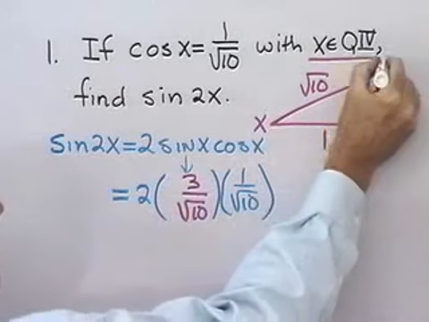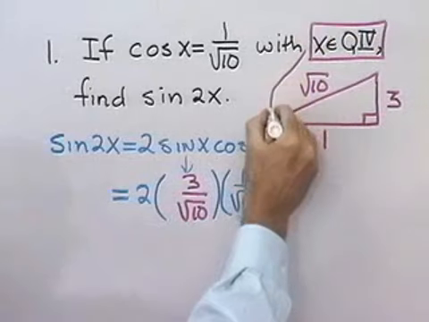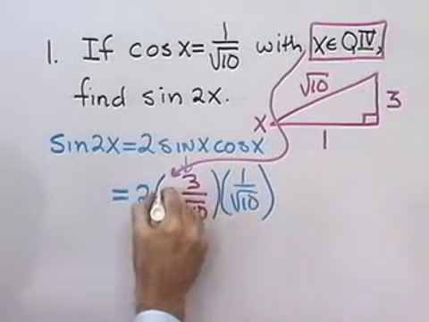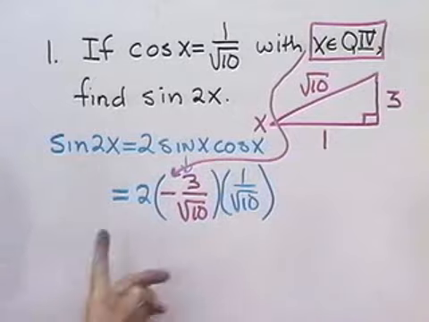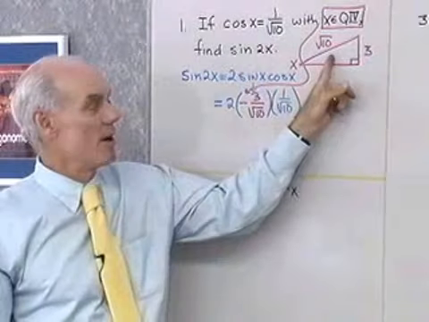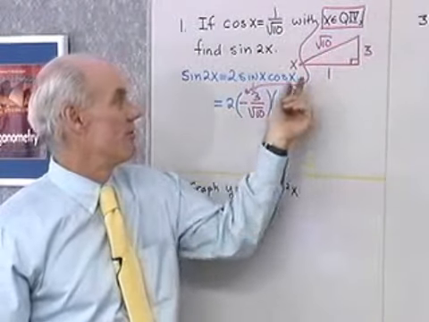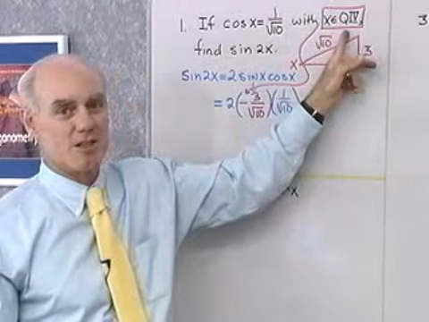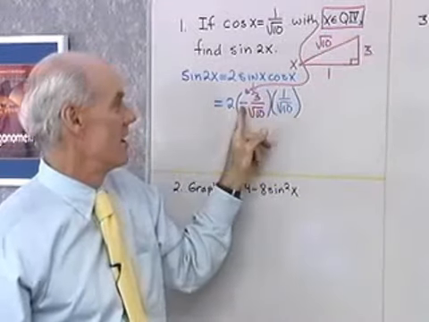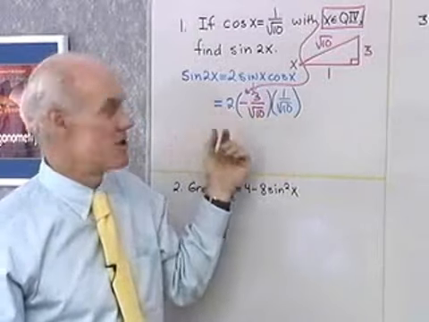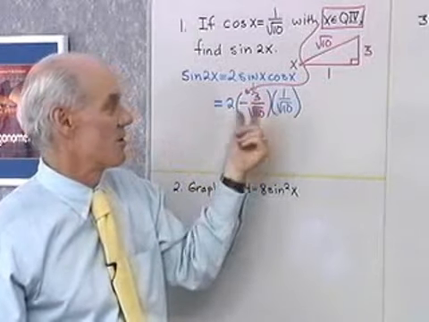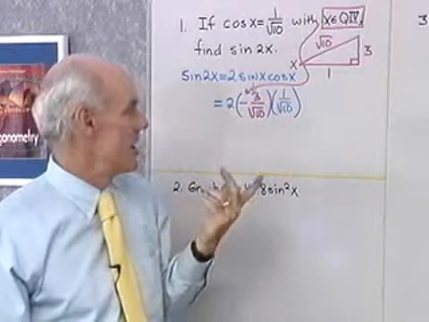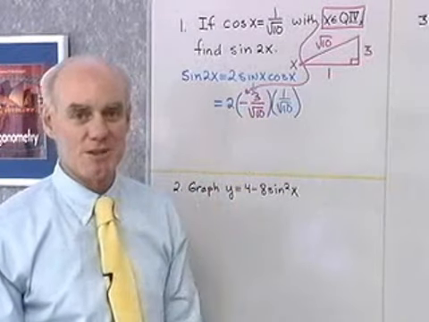And then since x terminates in quadrant 4, I'm going to have to put a negative sign right here. So I use this little diagram to get my numerical value for the sine of x, and then I use the fact that it terminates in this quadrant to get this negative sign. Now I can multiply this out. You see it's very simple. 2 times 3 is 6. Square root 10 times square root 10 is 10. I've used the negative sign, so the rest of it is pretty easy.